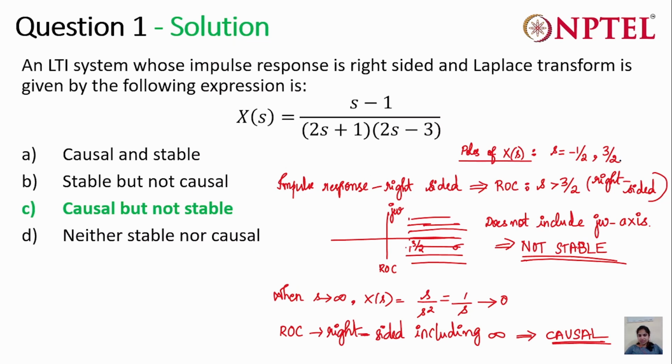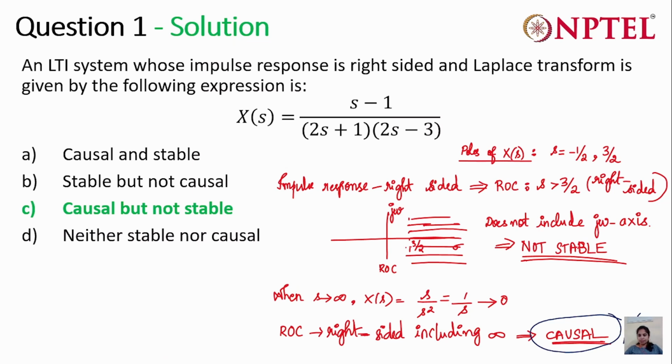First thing that's given to us is the impulse response is right sided. So when the impulse response is right sided, it means that the ROC is right of the right outermost pole. So basically the ROC is s greater than 3 by 2. And when we are tending s to infinity, X of s tends to 0. So basically our ROC is right sided including infinity. So the system is a causal system, outside the outermost pole, basically right side of the outermost pole.